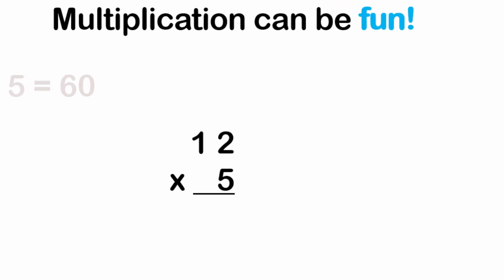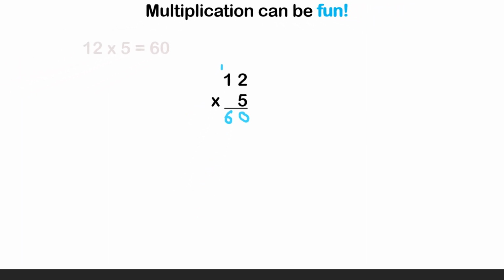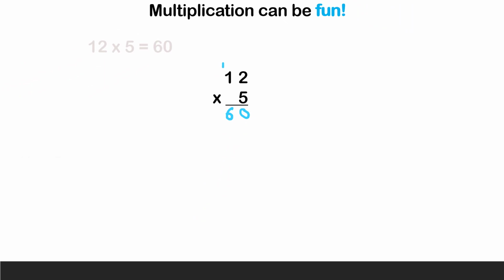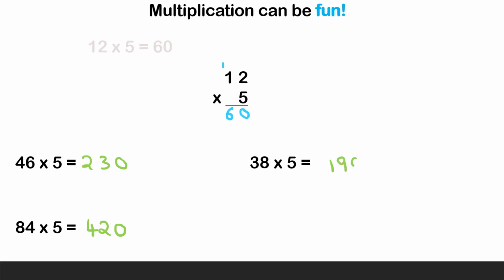5 times 2 is 10. Write the 0 and 1 carry forward. 5 times 1 is 5 plus the carry forward equals 6. And you get the answer 60. Today, I will show you an easy method for quick multiplication by 5. With practice, you'll be able to write the answers instantly, just like this.